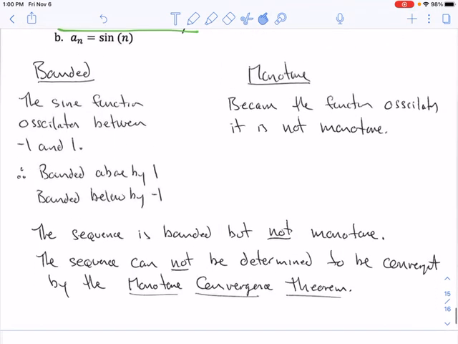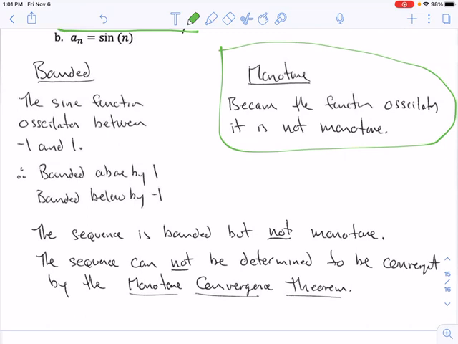The next one, the sine function. Well, we already know the sine function is not monotone. It oscillates. So that we can conclude right off the bat. We do know, however, that it is bounded, as I already discussed. It's bounded above by 1, bounded below by -1. So here's an example of a sequence that is bounded, but it's not monotone, and therefore it oscillates, and we cannot say that it converges.